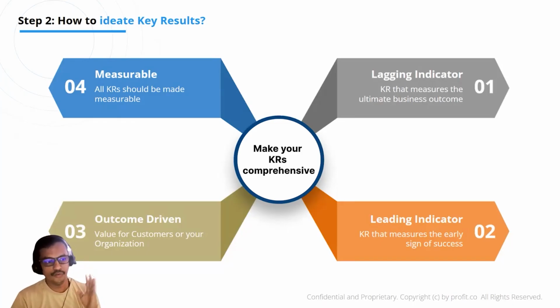So these are the four factors that you are going to consider when you ideate your key results. The first key result should be a lagging indicator key result. Number two, the leading indicator key result, which measures the progress of your objective. Then it is recommended to write most of your key results as outcome driven, which is going to add value to your organization or to your customers, and make sure that your key results are measurable in nature. So we will see a couple of examples here to make our understanding even better.